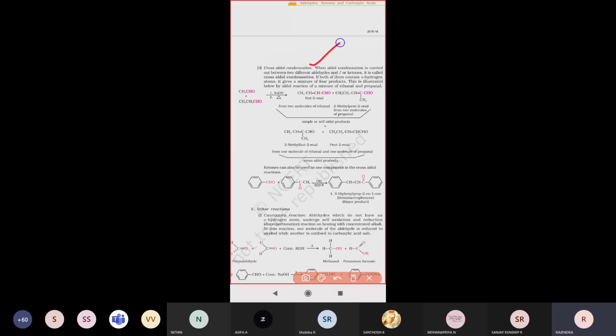When aldol condensation is carried out between two different aldehydes or ketones, that is called cross aldol condensation. So cross aldol happens only between two different aldehydes or two different ketones. That is simple, what you have to remember.